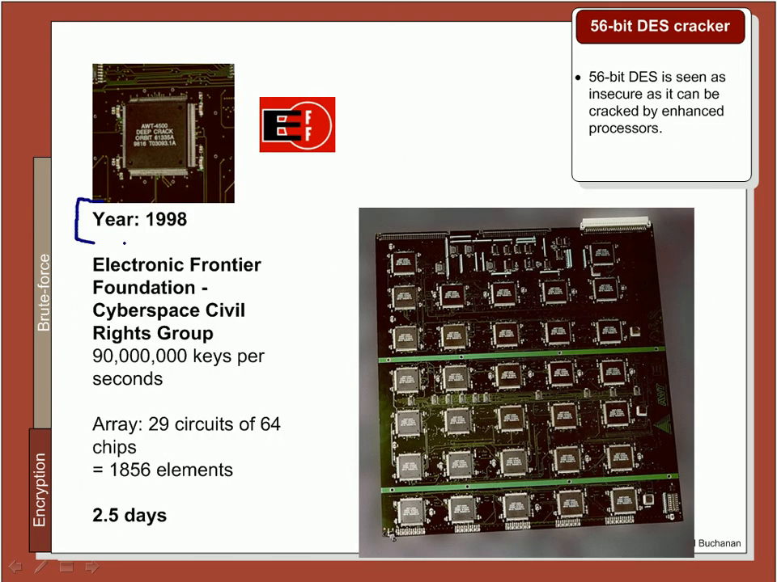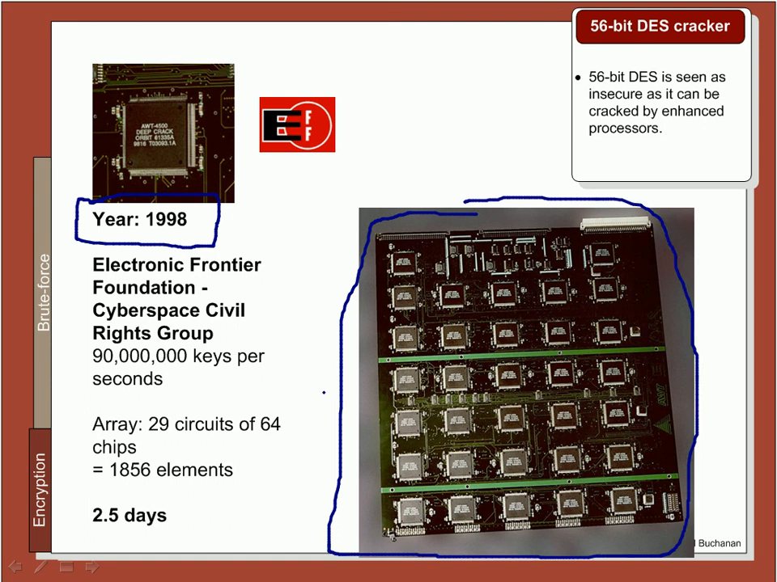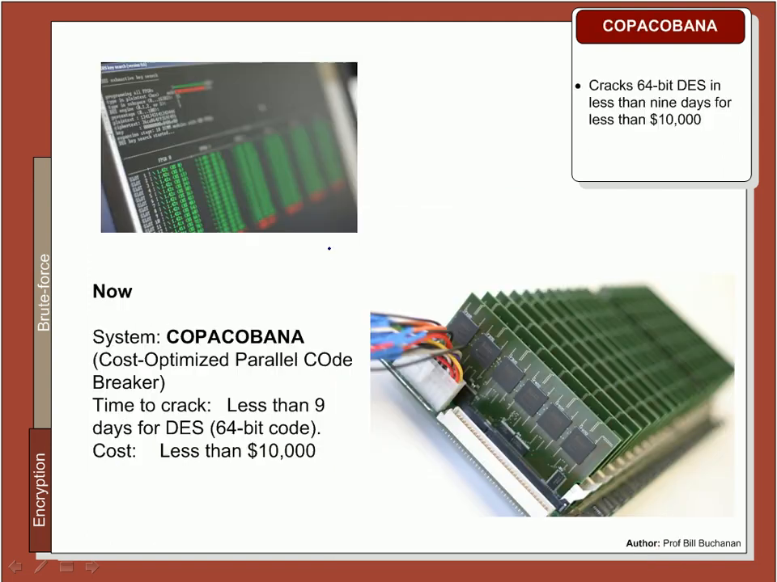To show the problems with DES, the Electronic Frontier Foundation decided that it would build an array of processors. In this case, we have 1800 processing elements, and they eventually cracked 56-bit DES in 2.5 days in 1998. And now, for less than $10,000, it is possible to crack the 64-bit DES with this system, the Copacabana.